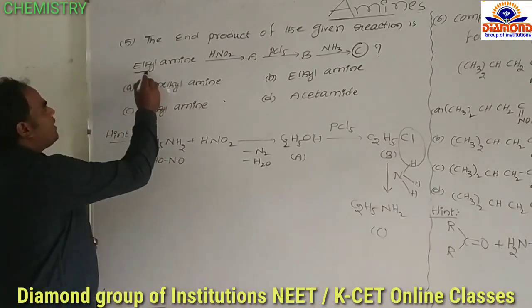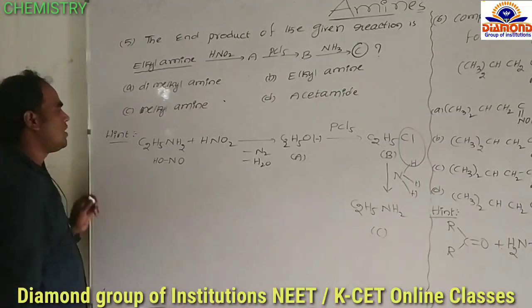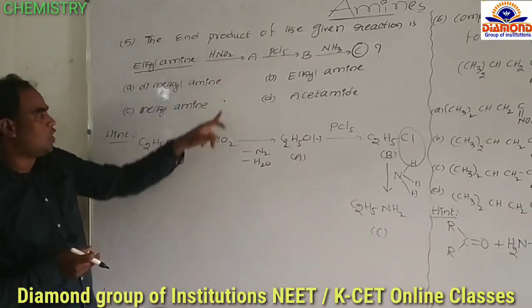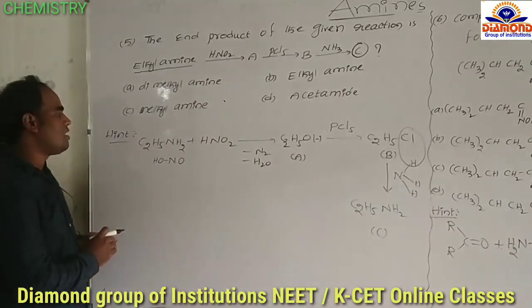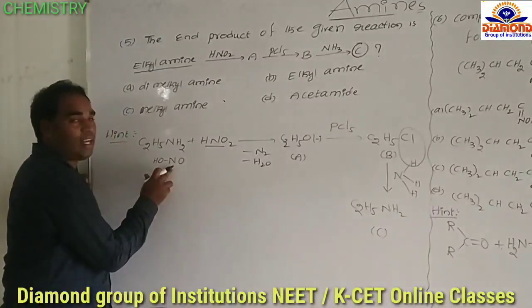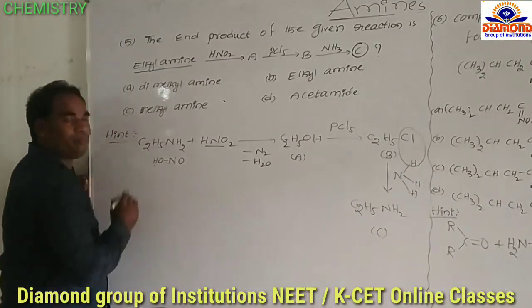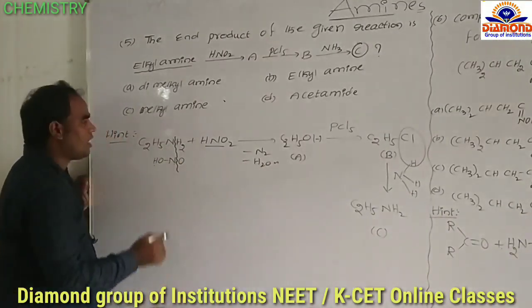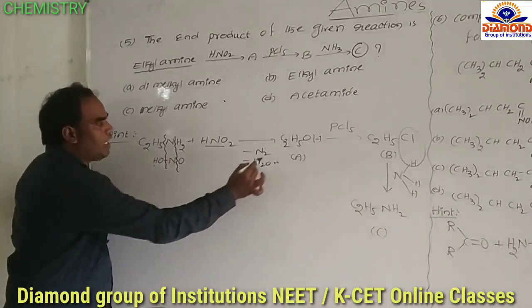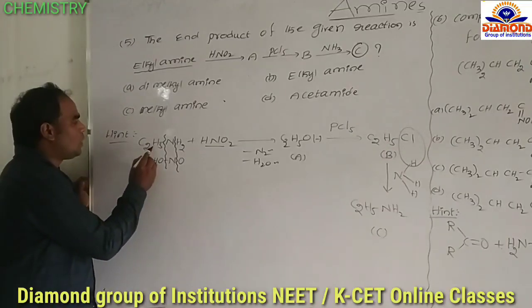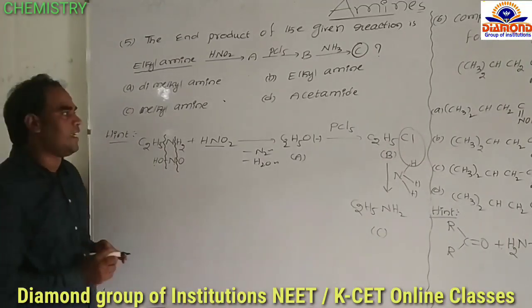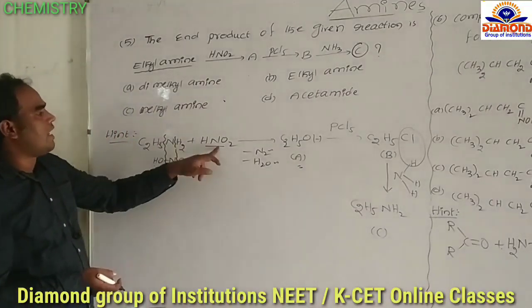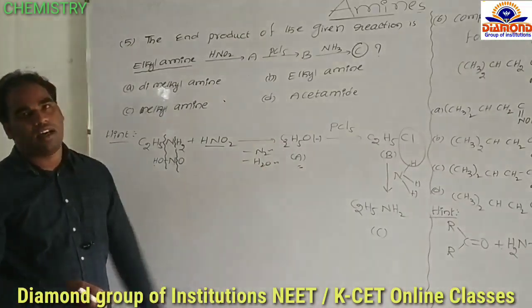See, students, the starting reactant here is ethylamine, C2H5NH2. That ethylamine reacts with nitrous acid, HNO2. For our convenience, HNO2 is also written like this. So what happens here? A water molecule, H2O, is eliminated, and nitrogen, N2, is eliminated. The remaining C2H5OH, alcohol, is formed. This is A, ethyl alcohol. Again, when ethylamine reacts with nitrous acid, it forms ethyl alcohol A.